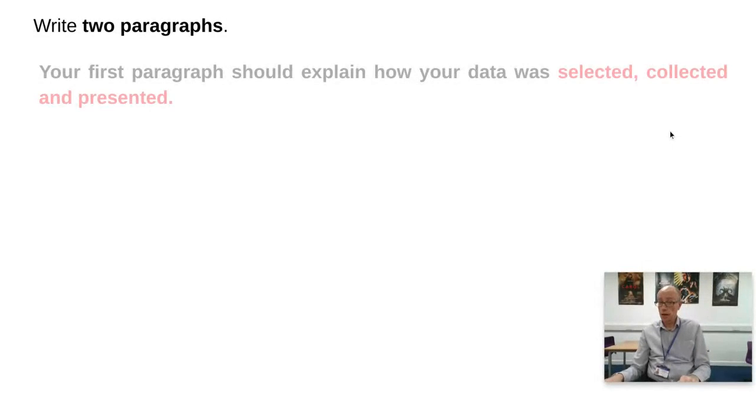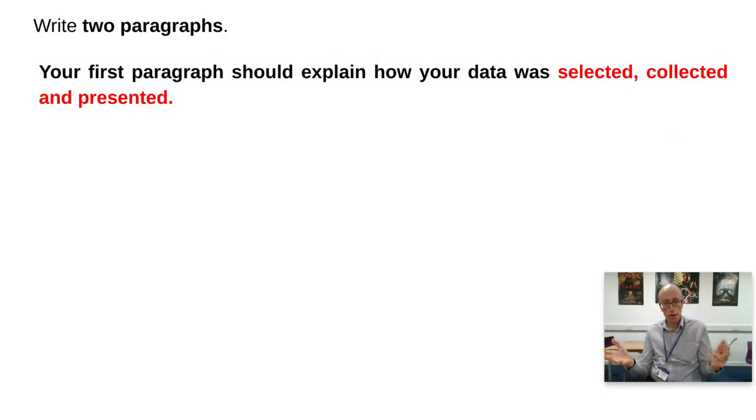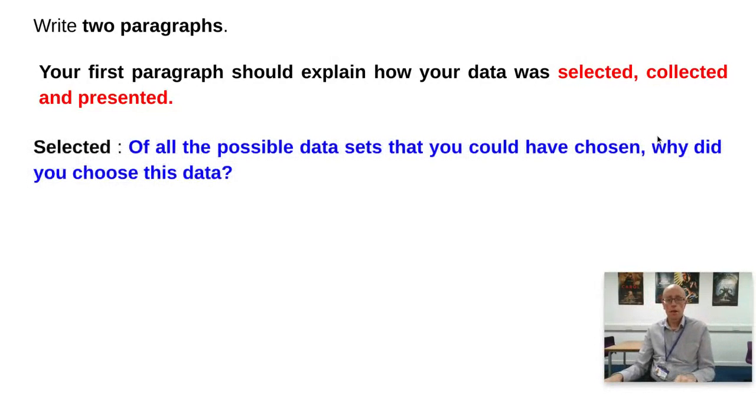So here, let's just break it down. You are writing 2 paragraphs. Your first paragraph should explain how your data was selected, collected, and presented. And when I say selected, think about this. Of all the possible data sets that you could have chosen, why did you choose this data? I'm not saying why did you choose that topic, because you would have treated that in your introduction. I'm saying, why have you chosen that particular data?